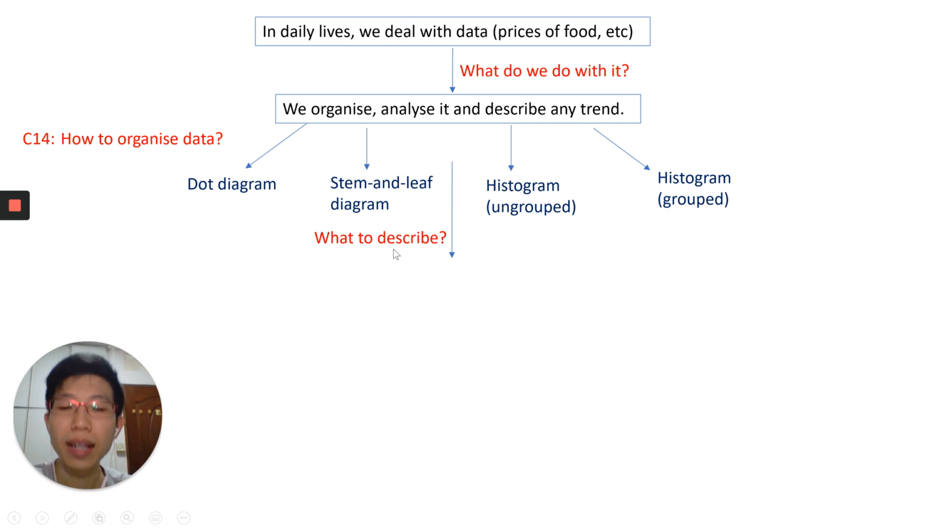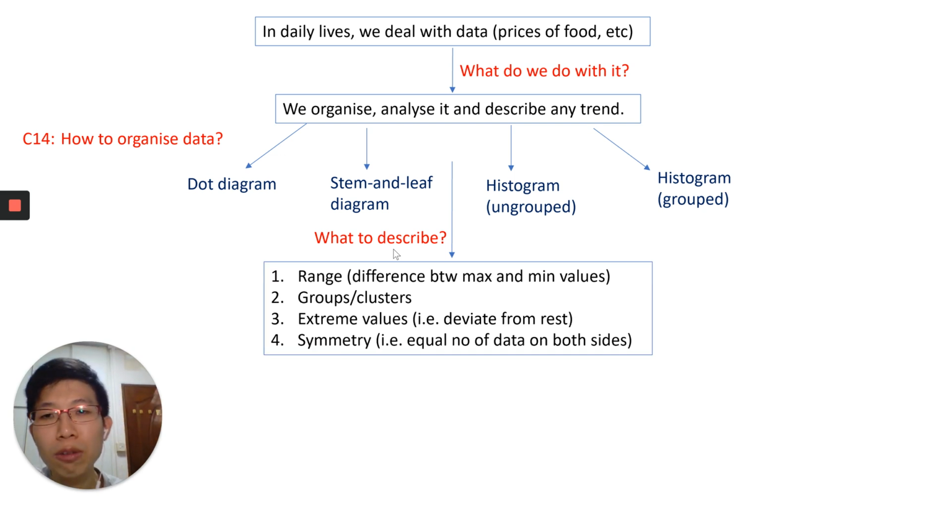And the next thing is, in chapter 14, we also learn how to describe the data after we have organized it using the four representations there. So we describe the range, like what's the difference between the minimum value and maximum value. So the minimum value is just the lowest value, and the maximum value is the highest value. So for number 2, the group or cluster.